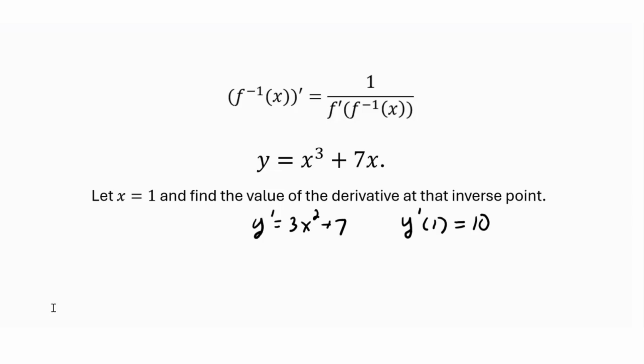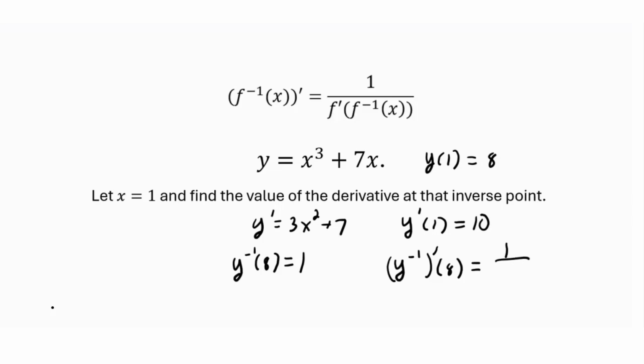Well, if we plug 1 into the original function, we get the output value of 8. That means that y inverse of 8 has to equal 1. So that means that the derivative of y inverse at the value 8 is equal to 1 over the original function's derivative value at 1, which we know is 10. So the answer here would be 1/10.